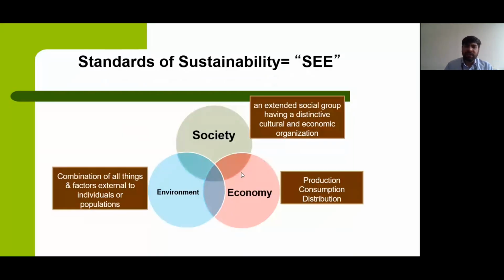So there are some standards about this sustainability, that is, the society, an extended social group where we live, with different cultures and economic organization; then the environment, the combination of all things which comprises our natural resources like rivers, the ocean, the air, the land, and the other organisms that are there; then the economy, which focuses on production, consumption, and distribution. So for sustainability, we have to keep these three things in focus while we are producing goods or products, or whether we are designing interiors or furniture, etc.